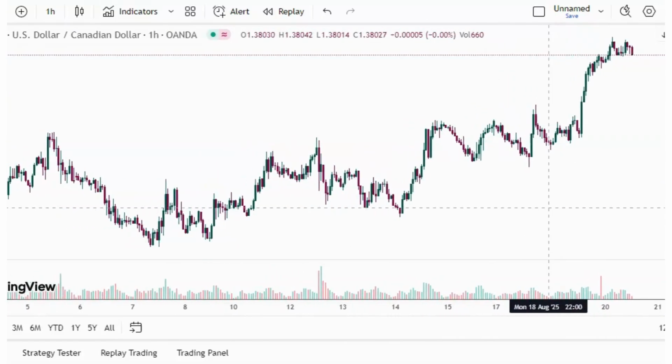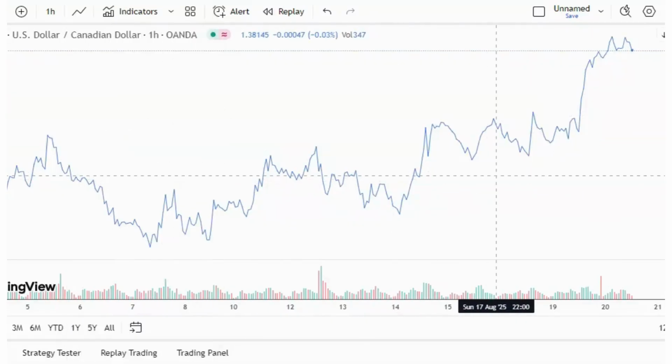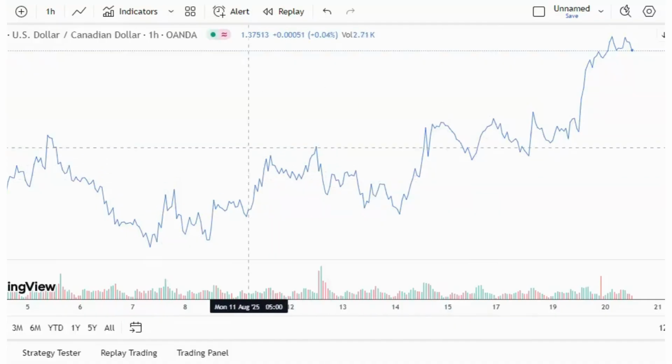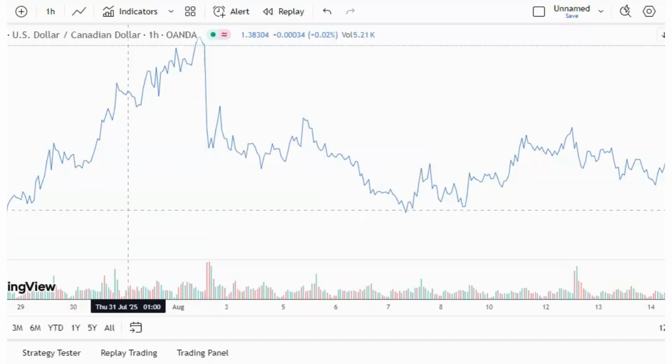All right, what do we have here? Sometimes when you have a chart that gives you nothing, try to play with the chart. Change this to a line chart, for instance, no problem at all. Sometimes it's very helpful.